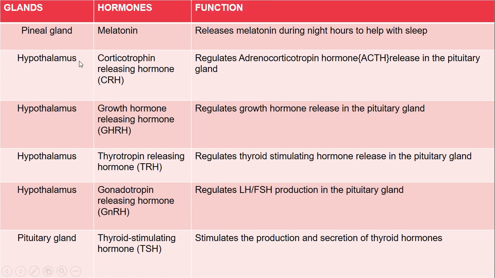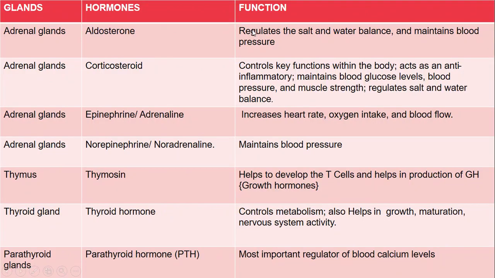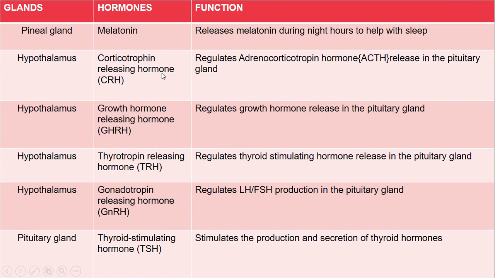So next is the hypothalamus. The hypothalamus is a part of your brain. As you can see, this hypothalamus and this pituitary are interconnected. Okay, they are attached, and the hypothalamus is releasing hormones. The hypothalamus receives signals from the brain, and it is connected to the pituitary gland. So these are the ones giving signal to the pituitary gland.